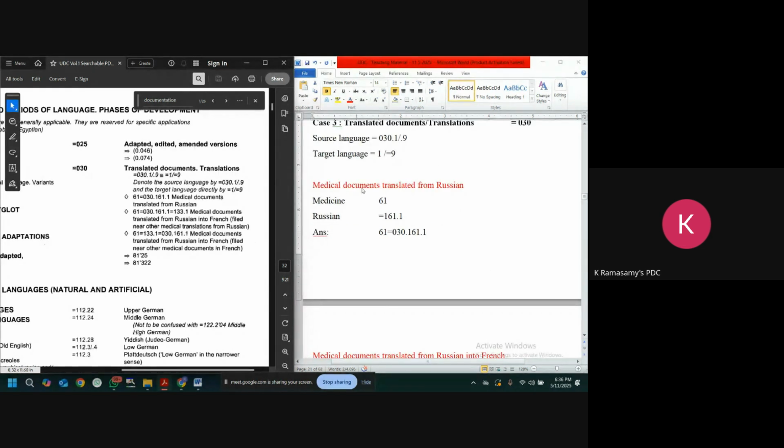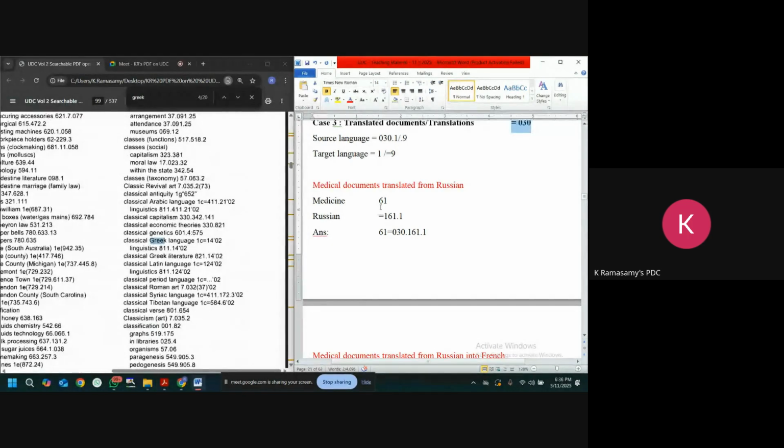I'll give a small example. See, medical documents translated from Russian. Okay, that's the thing. Medical documents translated from Russian. So I want to know the number for medical document. 61, you know very well. 6 stands for applied sciences, 61 medicine, 62 engineering, 63 agriculture, 64 home economics, you know very well. 61 is medicine. What is the number for Russian language? I don't know. So I just go to the index. I type Russian language.